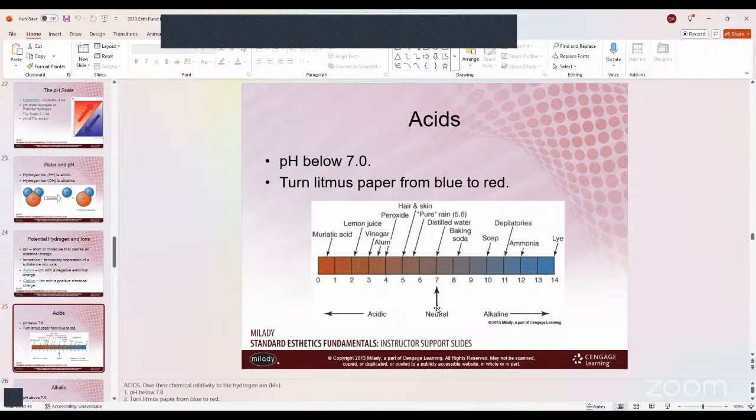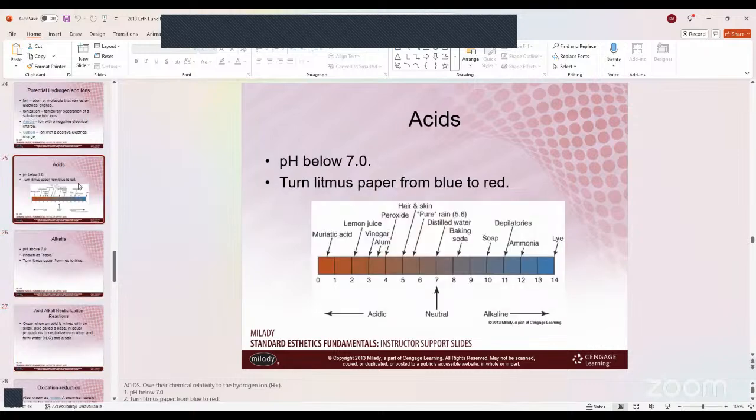When you look at our alkaline, let me look at our alkaline side. You see baking soda, soap, depilatories, which is like we're talking wax products, we're talking Nair, those type of things. You're looking at ammonia and lye. So we're looking at cleaning products and relaxers. Okay, bleach is in here as well.